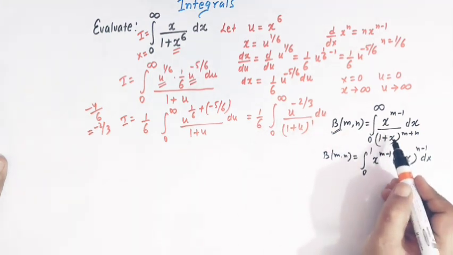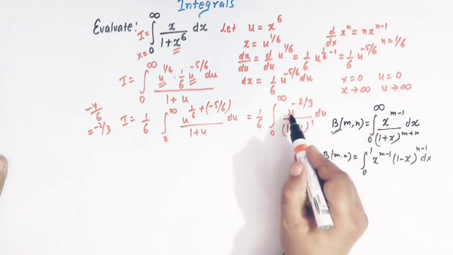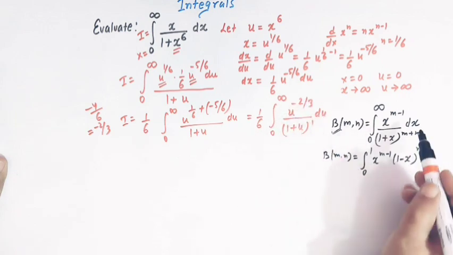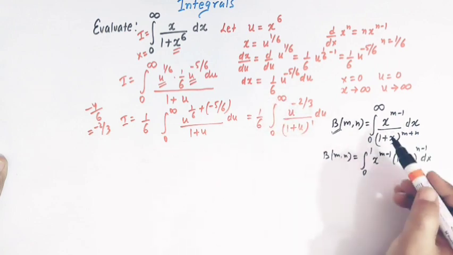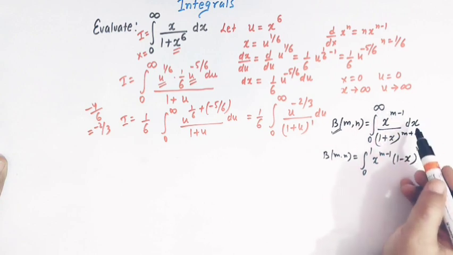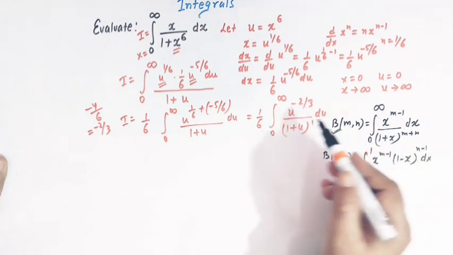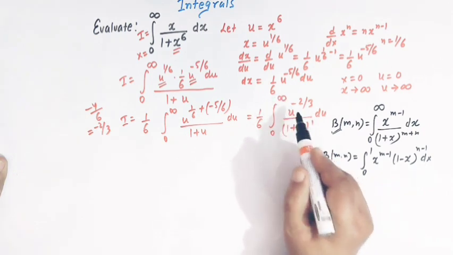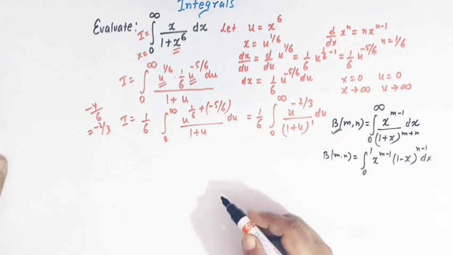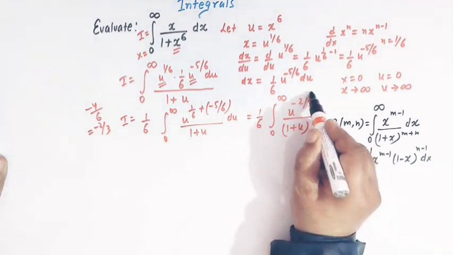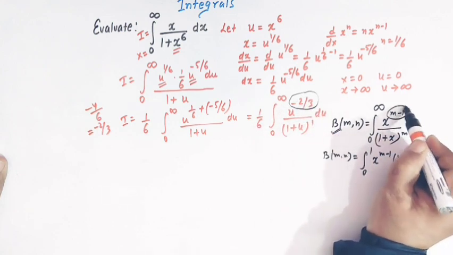So if we compare this integral with this one, then here we have the variable u, and here we have the variable x, right? And the limits are from 0 to infinity. Here also we have 0 to infinity. So the variable is not going to make any difference, because in definite integration, this is a dummy variable, right?